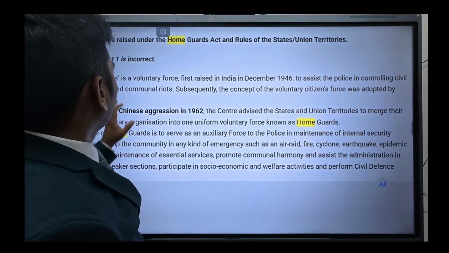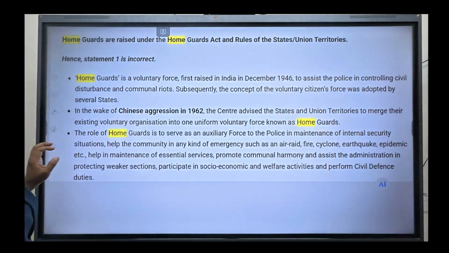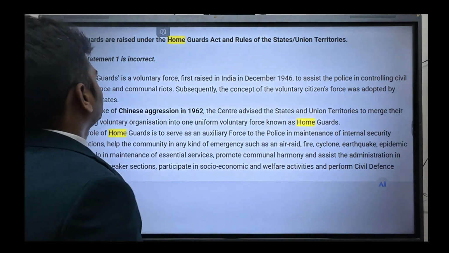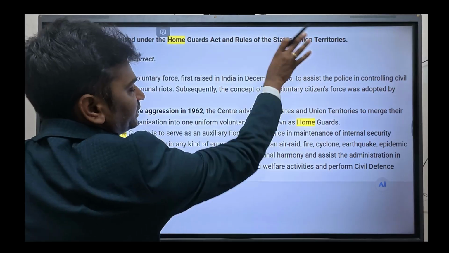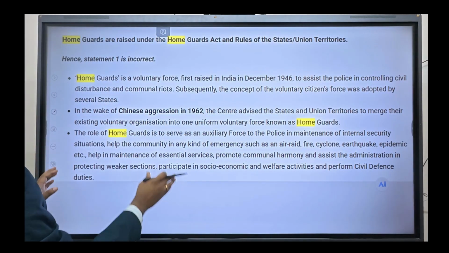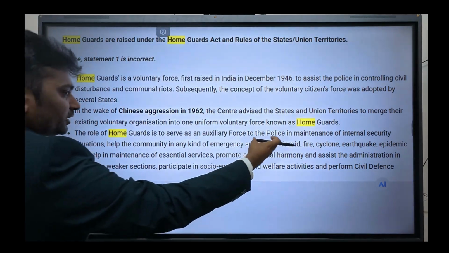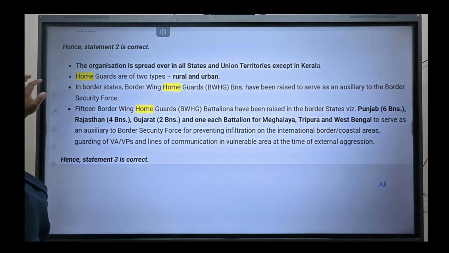Moving further, Home Guards is raised under the Home Guards Act. Home Guards are a voluntary force, so it is under the state or union territories list. The role of Home Guards is to serve as an auxiliary force. So these are the things. So 1 and 2 are correct here.